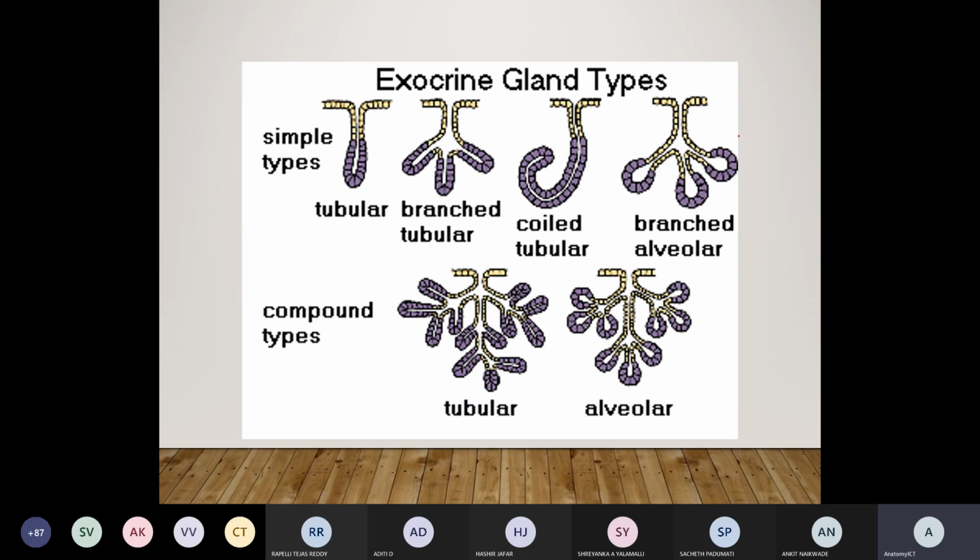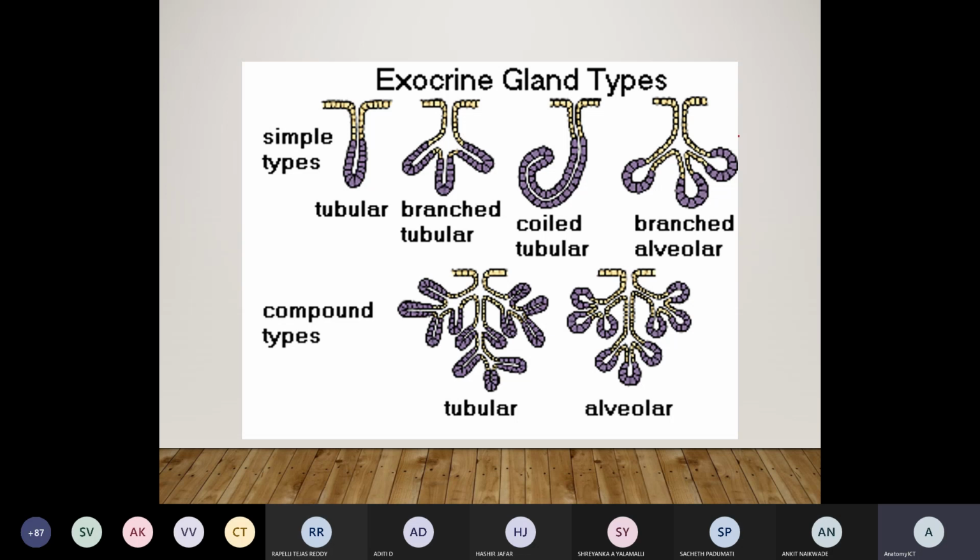This is just, you can see, the exocrine glands, simple types. So this is a tubular gland, we may say. It means it looks like a tube only, and it opens onto the outer surface. And the same tubular gland, but having multiple branches, is a branched tubular gland.